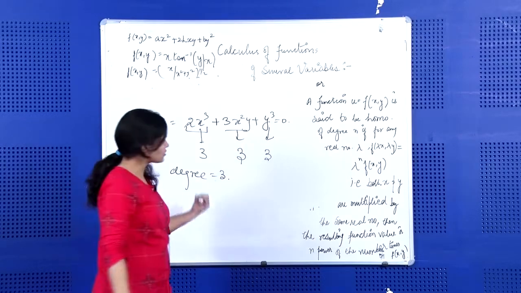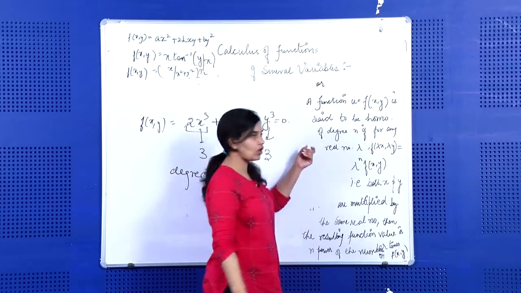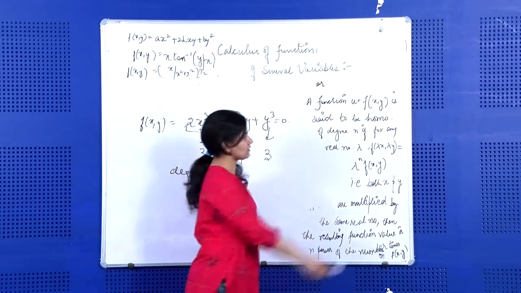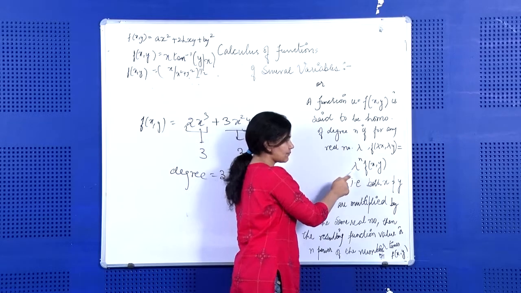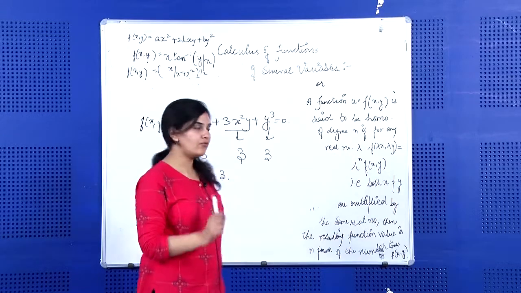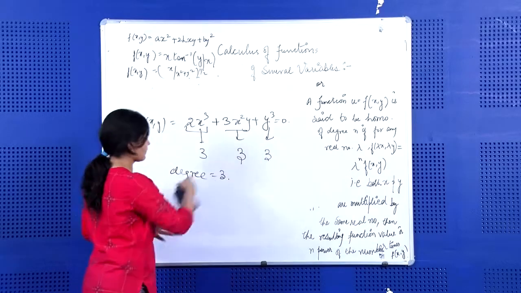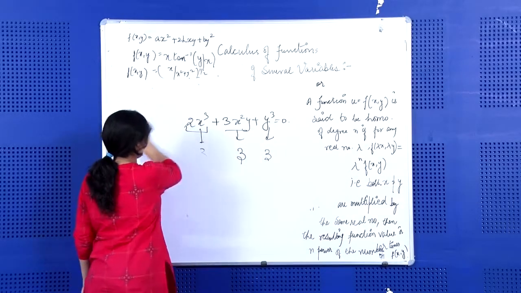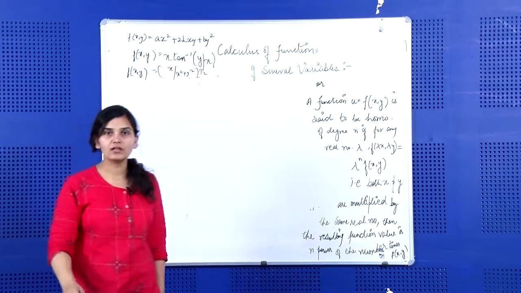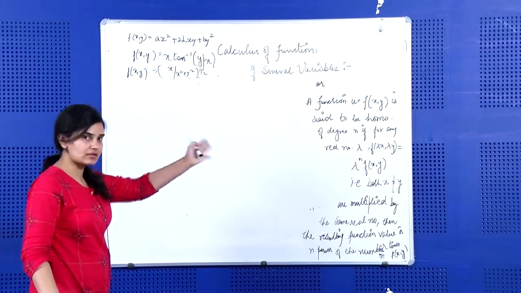We can also define this homogeneous function in a different way, that is, a function f of x y is said to be homogeneous of degree n if for any real number lambda, f of lambda x, lambda y equals lambda raised to power n f of x y, then we say f of x y is homogeneous of degree n, where n is the power of lambda here. I will explain this definition with the help of an example. Actually, we are using this definition for finding the degree. If we have to calculate the degree, we are always abiding by this definition.